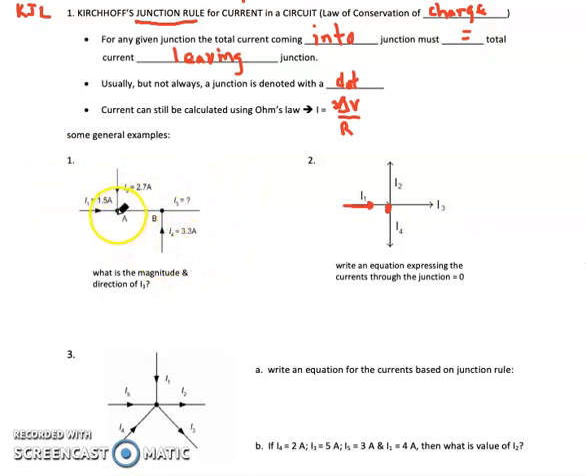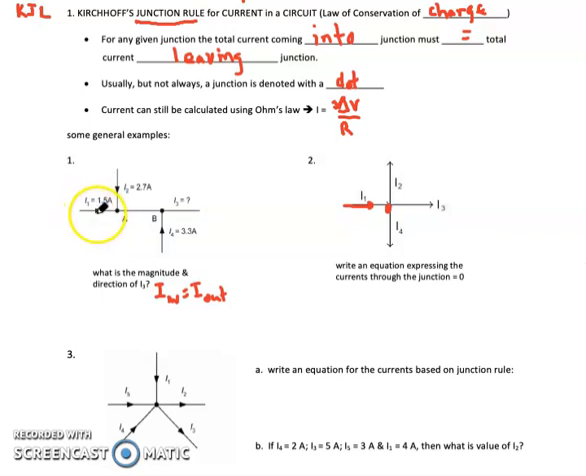Okay, so I have two junctions, junction A and junction B. And I can ask, what is the magnitude and direction of the current in this part of the circuit? So how would I approach that? Well, I would say that basically the current in any junction equals current out. All right, that's KJR, the Kirchhoff junction rule. So let's look at junction A. I don't want you to think in terms of left, right, up, or down. I want you to think in terms of into the junction or out of the junction.